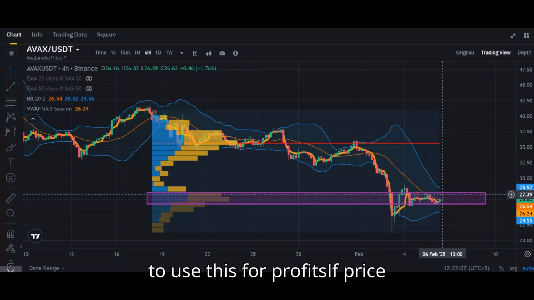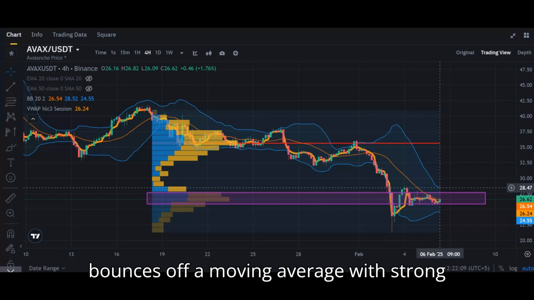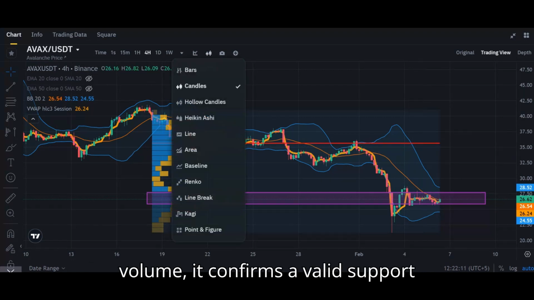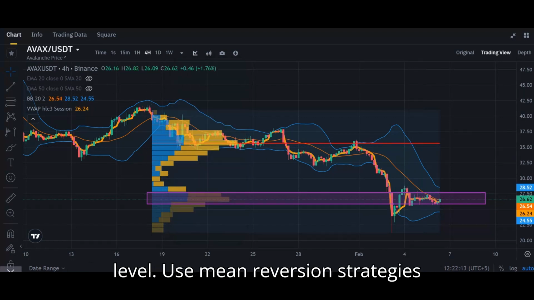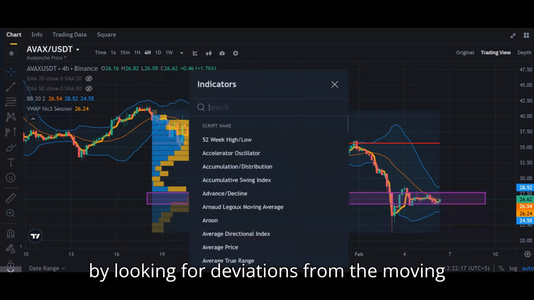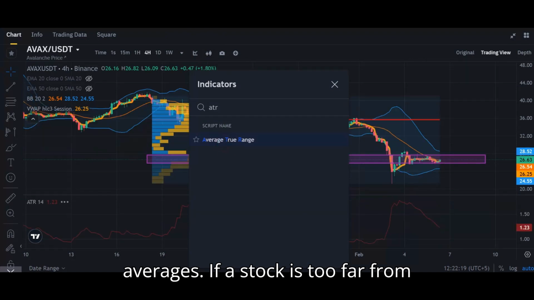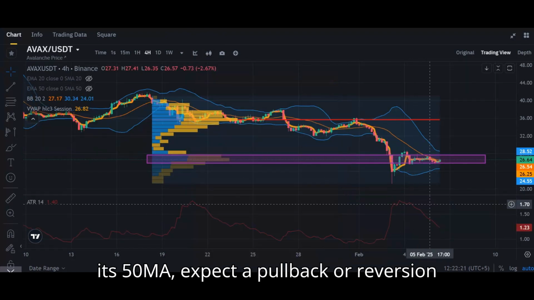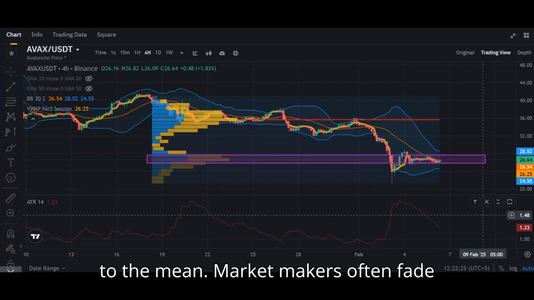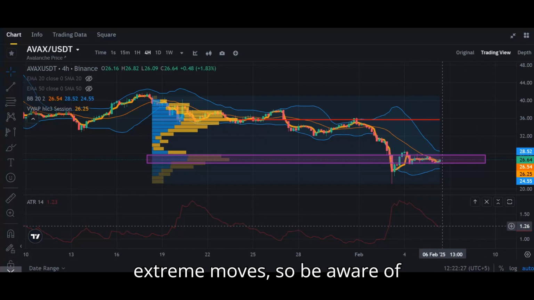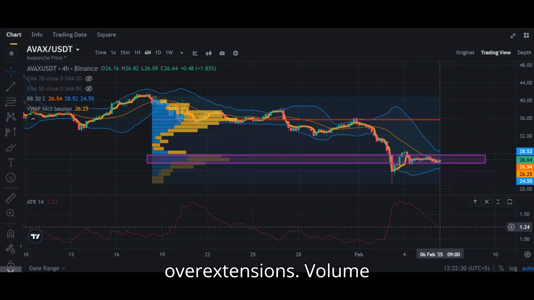How to use this for profits? If price bounces off a moving average with strong volume, it confirms a valid support level. Use mean reversion strategies by looking for deviations from the moving averages. If a stock is too far from its 50 MA, expect a pullback or reversion to the mean. Market makers often fade extreme moves, so be aware of overextensions.